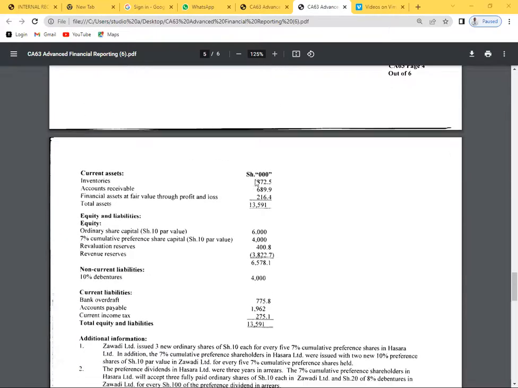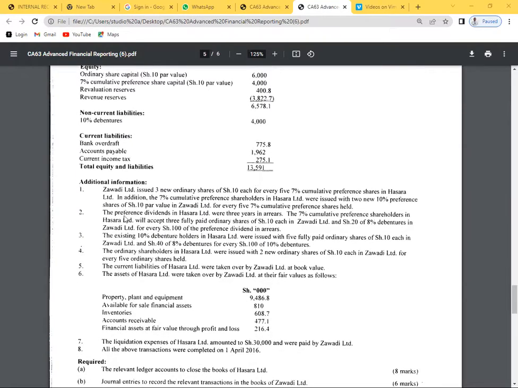So I've been able to copy that balance sheet, the whole of it. Now I will start, especially with the notes where I know it will help me. This note will be coming in handy to give me the purchase consideration, the shares Zawadi Limited gave to these particular capital providers. Notes 1, 2, and 3, and even note 4, will help me in ascertainment of the purchase consideration. If you look at note number 5, it is very important.